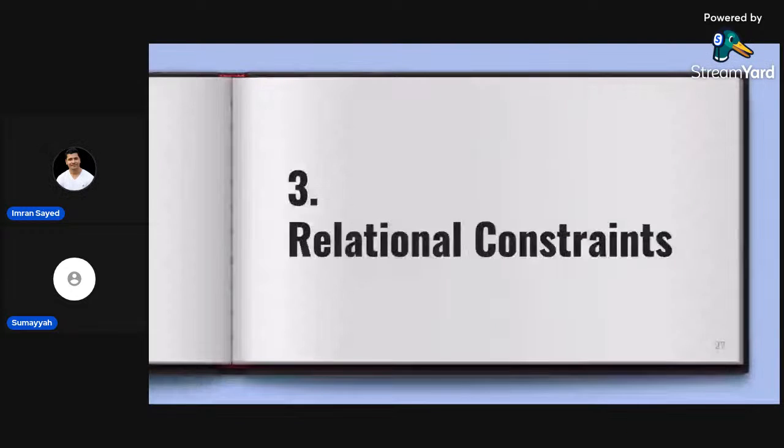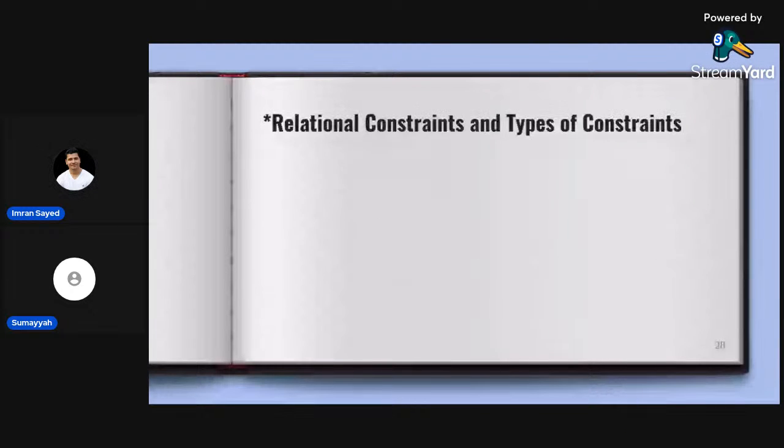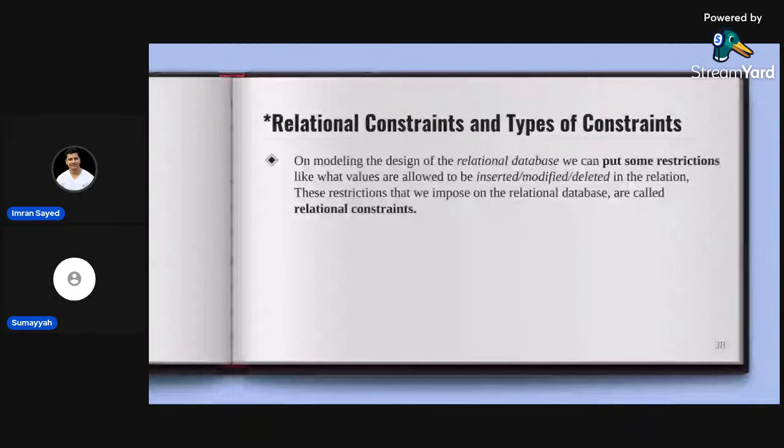Relational constraints, types of constraints. On modeling the design of a relational database system, we can put some restrictions on what values are inserted, modified, or deleted in the relation. These restrictions depend on the relational constraints. What are the types of relational constraints? Let's try to recall it before that.